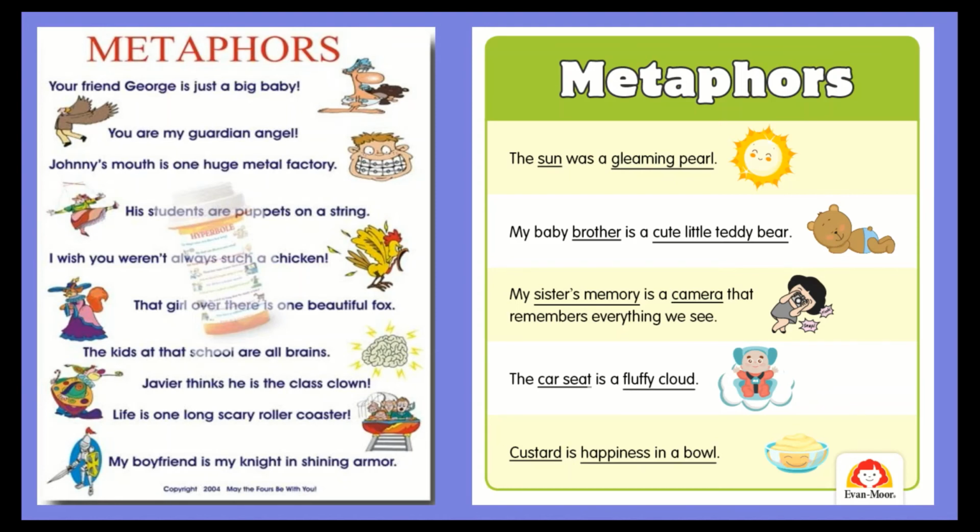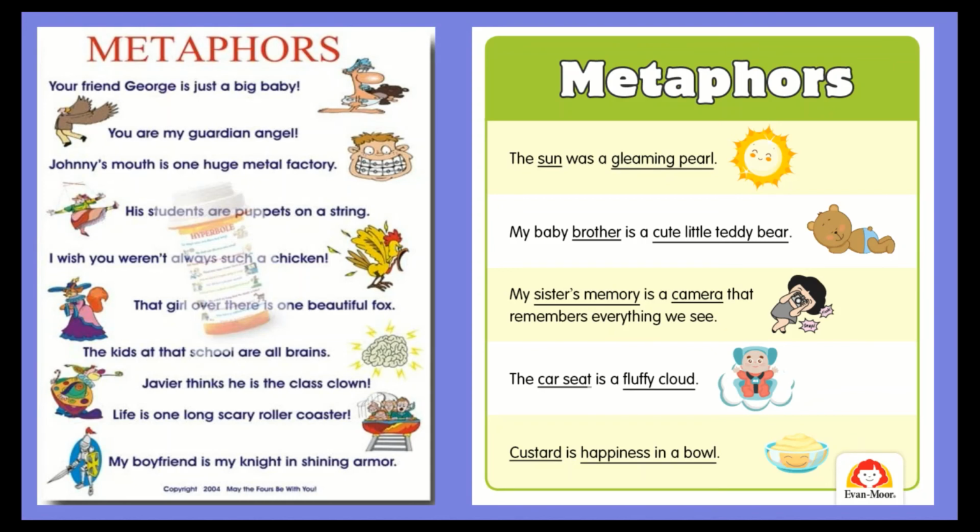The sun was a gleaming pearl. We all know that the sun isn't really a gleaming pearl. It's a star that's thousands, if not millions, of light years away from us, okay? So they're just saying the sun is very bright. It's up in the sky. It's shiny like a gleaming pearl is shiny, okay?